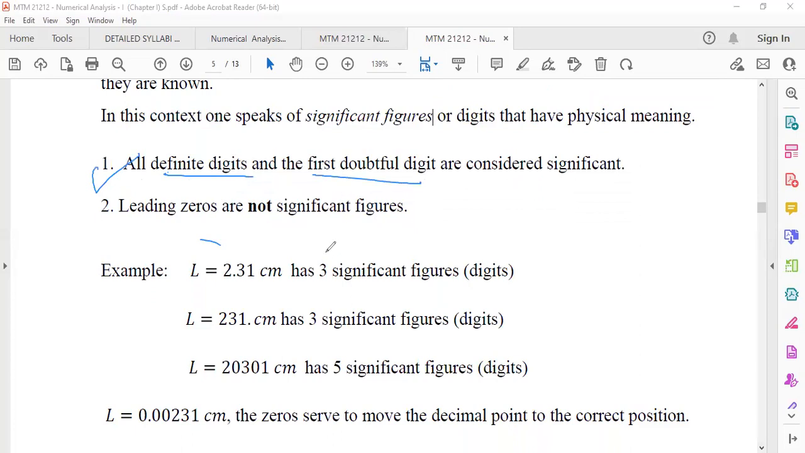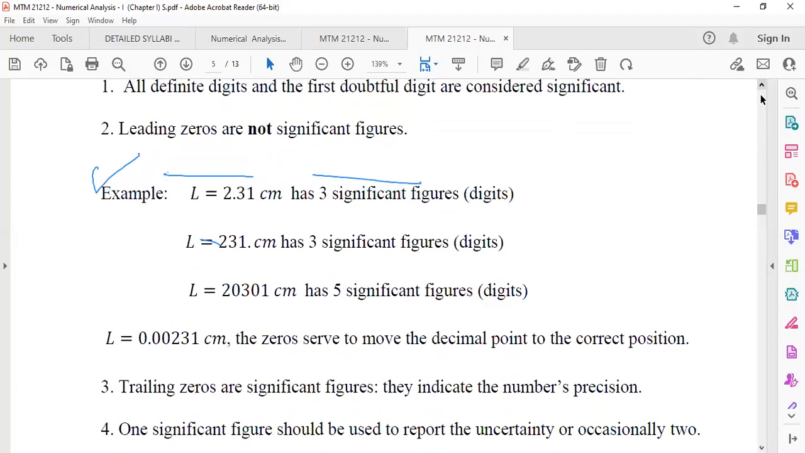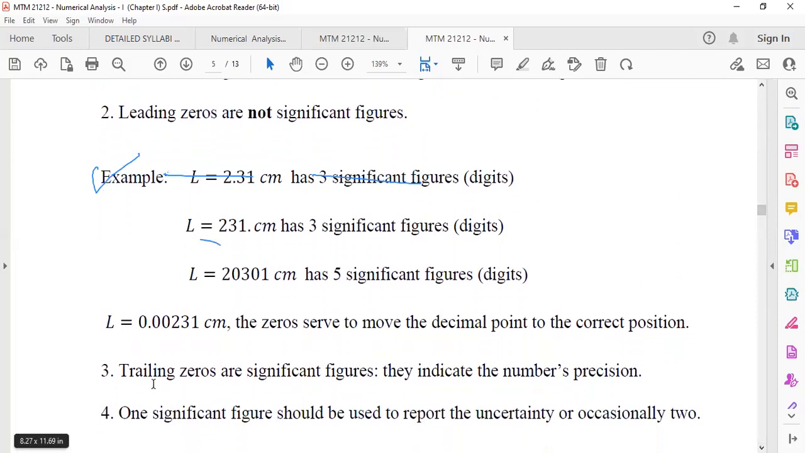So what do you think? From an example we can see. Let's see everything first and then come back to the example. They say all definite digits and the first doubtful digit are considered significant. Second, leading zeros are not significant figures. And third, let's go to the third one and come back to the example again: trailing zeros.